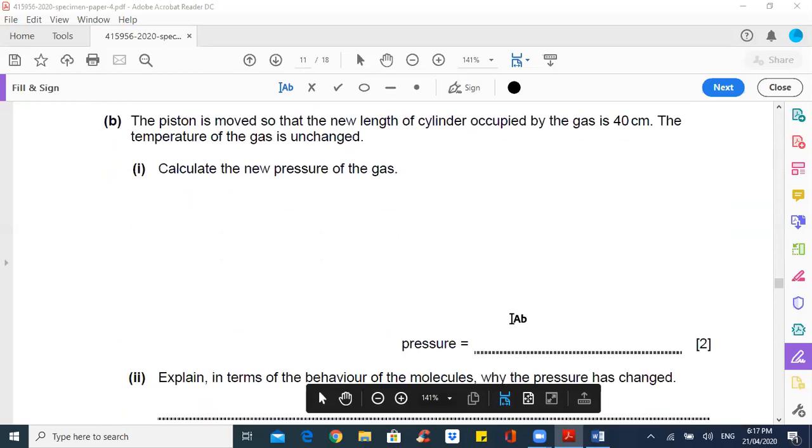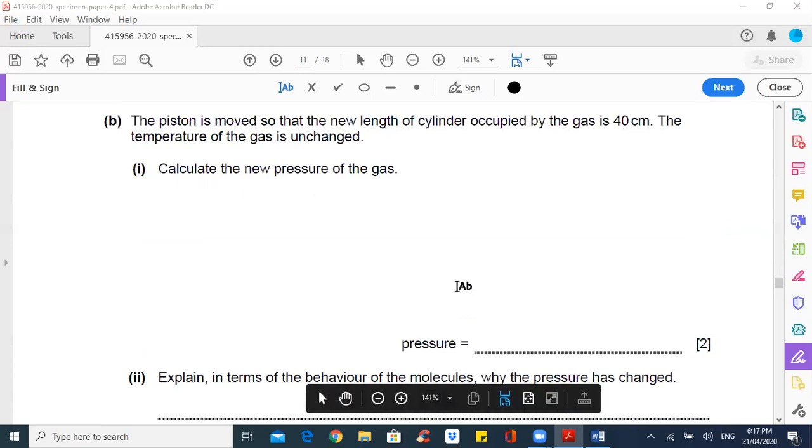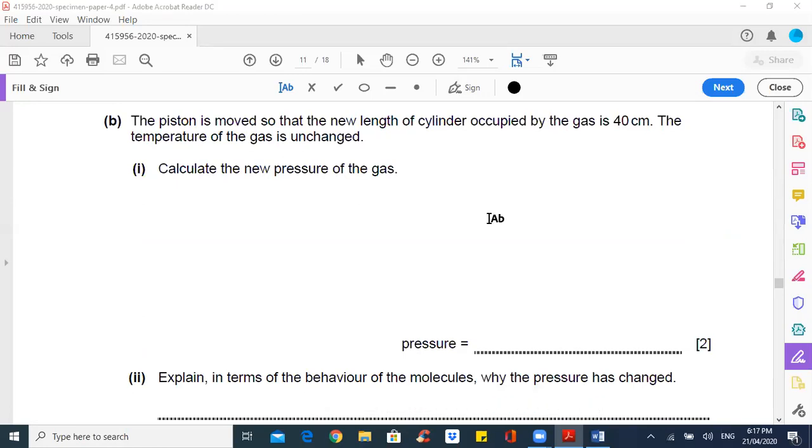Nice. Part B of the question here, they said the piston is moved so that the new length of cylinder occupied by the gas is 40 centimeter. The temperature of the gas is unchanged. Calculate the new pressure of the gas. So the only two things we're going to use here are pressure and volume. Good? So we're going to use the pressure law here.